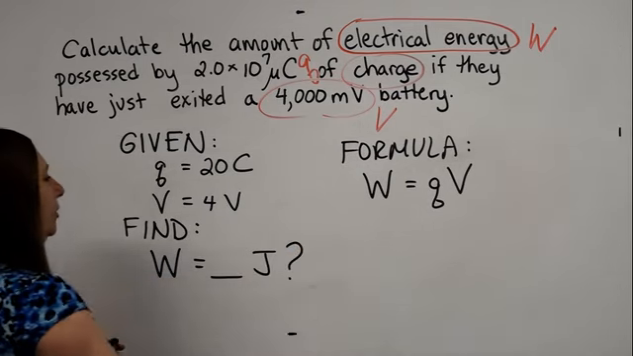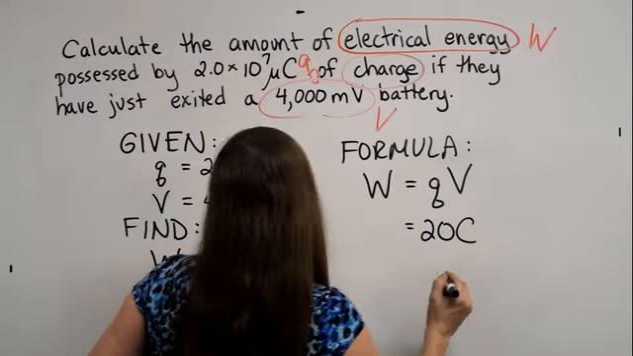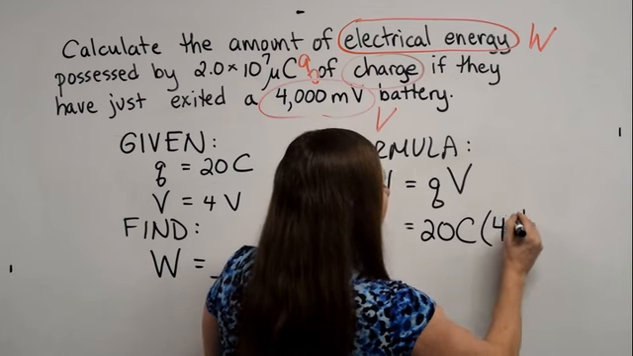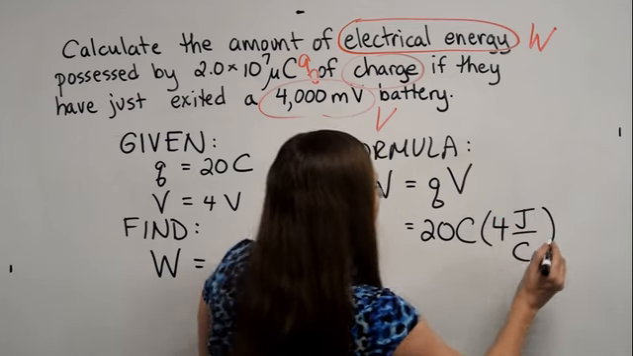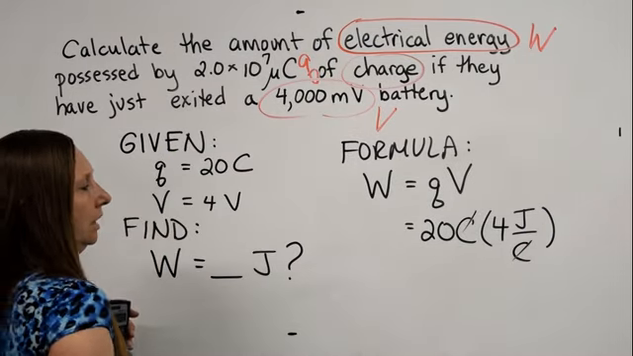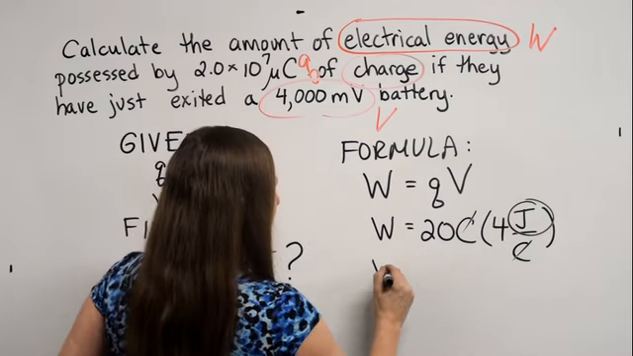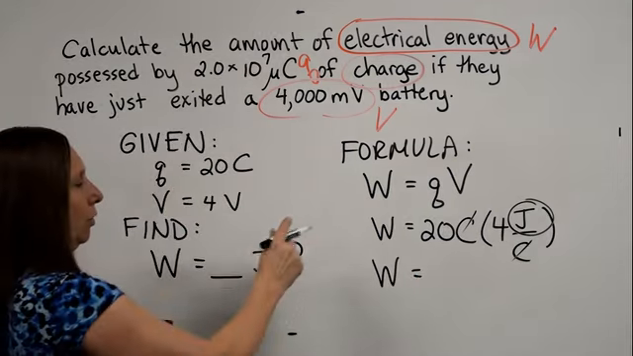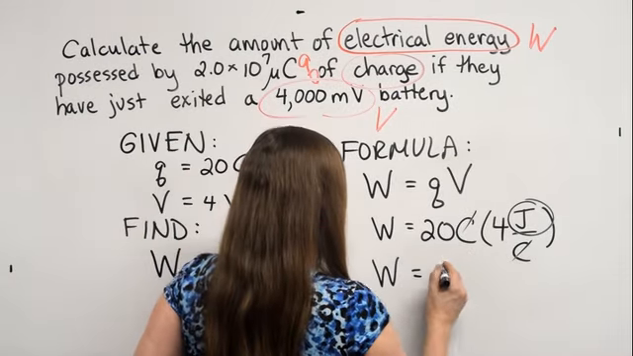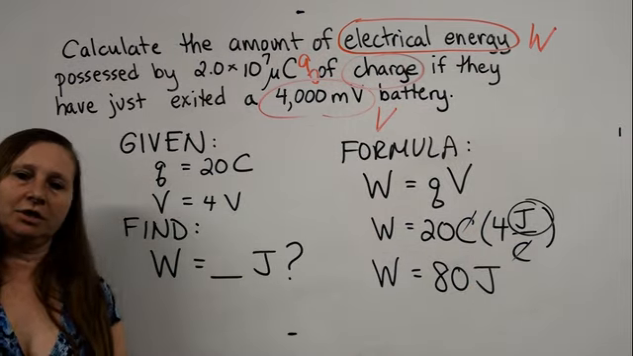We're trying to find W. Q is 20 coulombs. V is 4 volts, but a volt is a joule per coulomb. So the coulombs cancel, and we get the joules that we're looking for. Joules are the correct unit for work, so everything's working out. 20 times 4, 80 joules is the answer to this question.